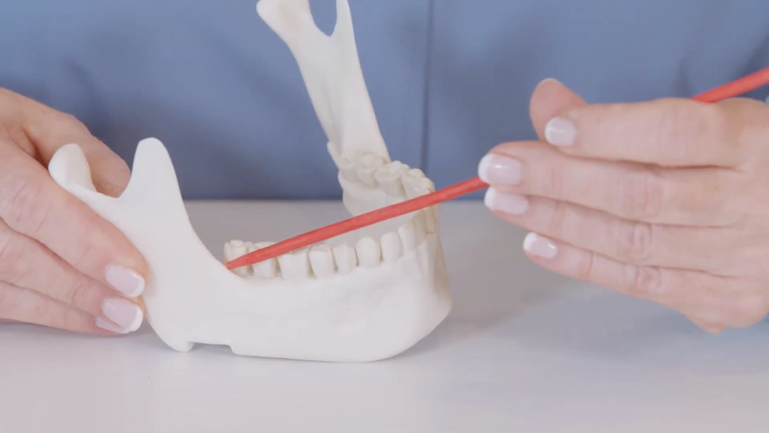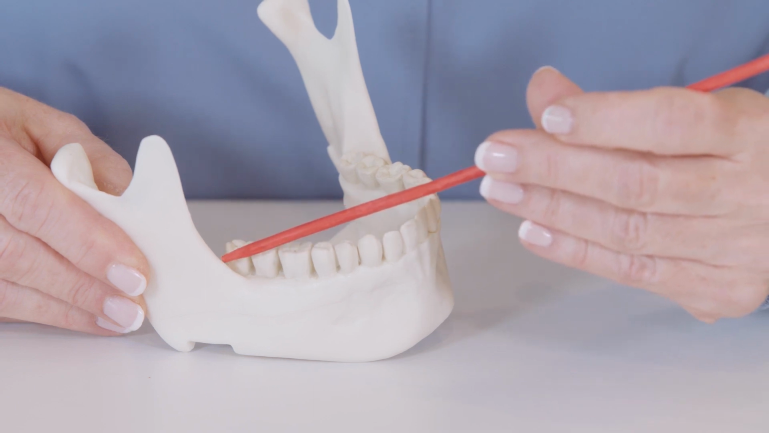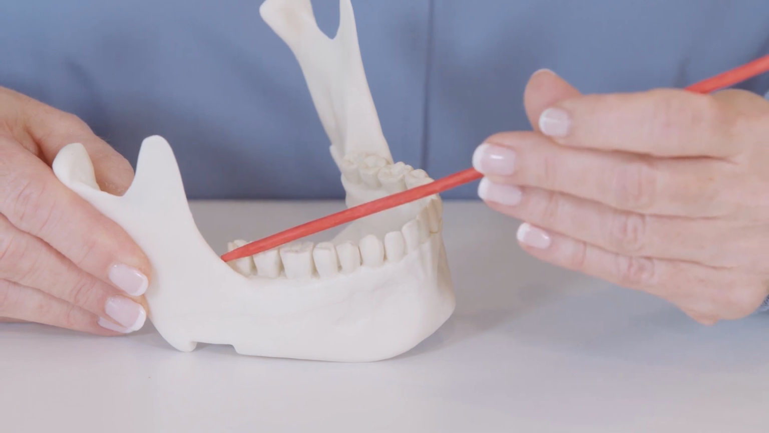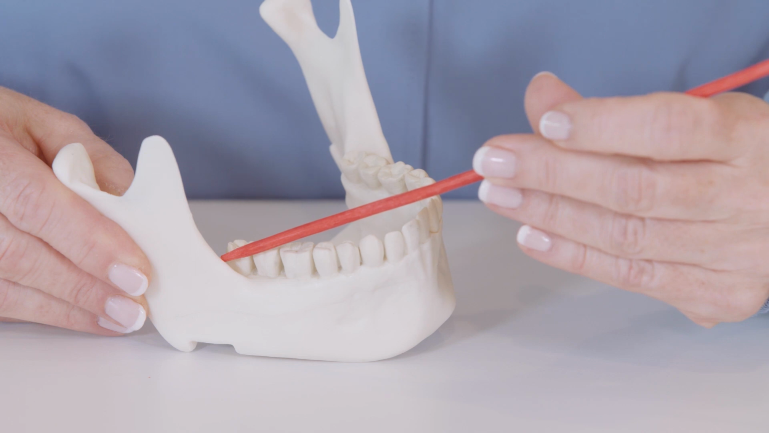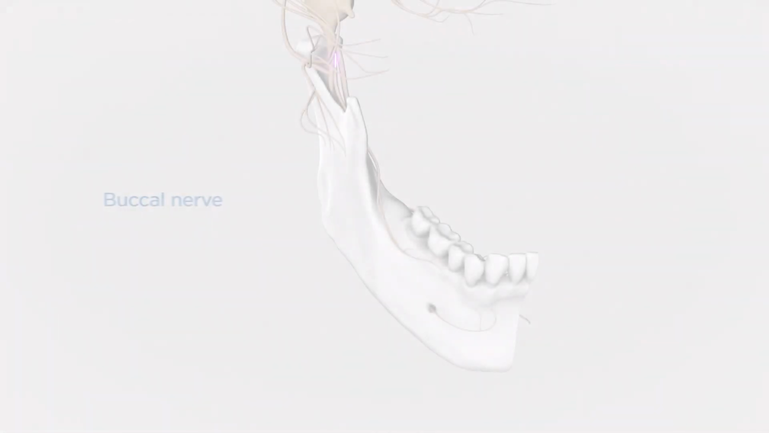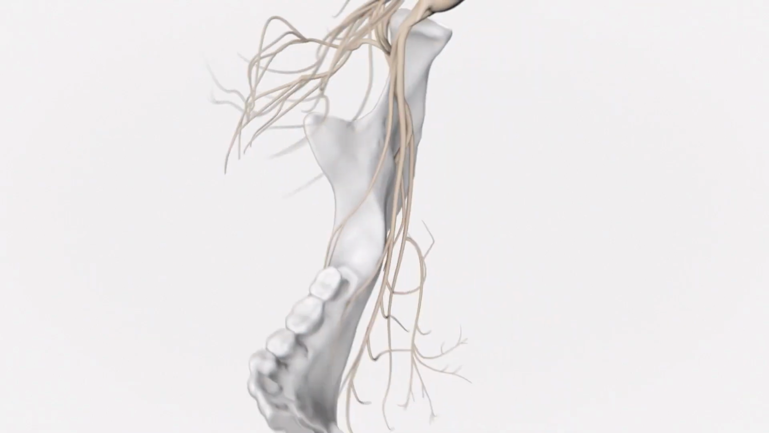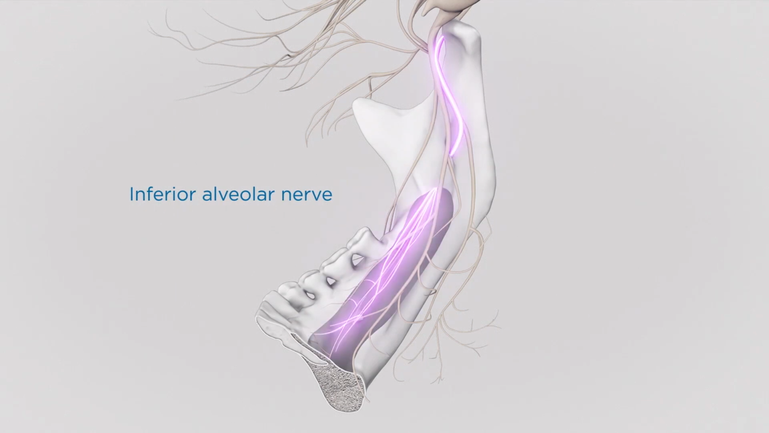The long buccal nerve crosses the external oblique ridge in the retromolar area and provides sensory innervation to the mucosa of the cheek and the buccal mucosa and the mucoperiosteum of the molar region. It often supplies accessory innervation to the molar teeth. For this reason, the long buccal nerve block is routinely performed in conjunction with the standard inferior alveolar and lingual nerve blocks.